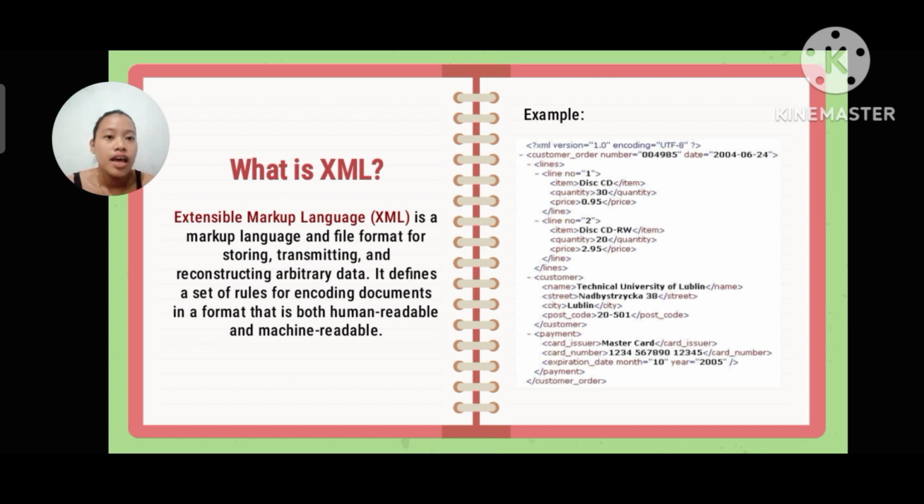So let's proceed with what is XML. XML means Extensible Markup Language. It is a markup language and a file format for storing, transmitting, and reconstructing arbitrary data. It defines a set of rules for encoding documents in a format that is both human readable and machine readable. Here we have our example photo.